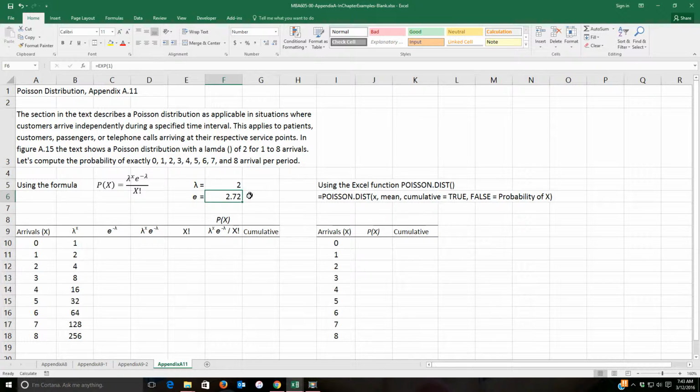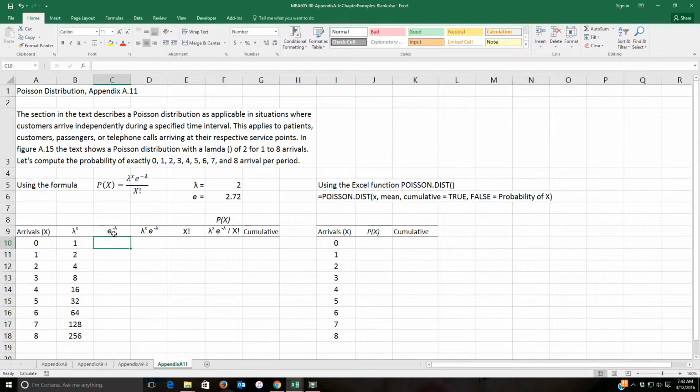Even though it only shows 2.72, it's calculating e out to about 17 places behind the decimal, and it's using that numerical calculation. So if you just type in 2.72 here, you'll get the wrong answer, and we'll have to mess with that on the exam and homework assignments. So use this formula in Excel when calculating e.